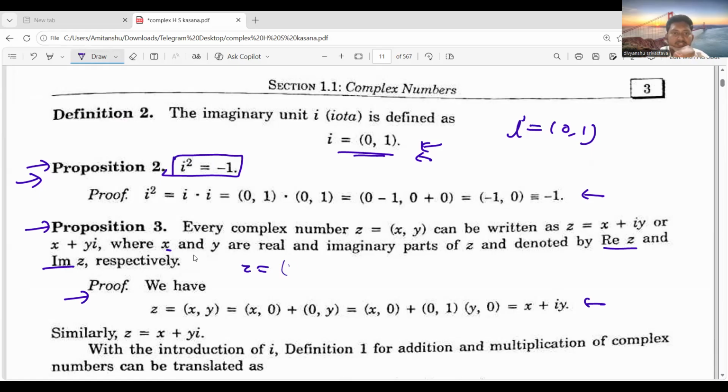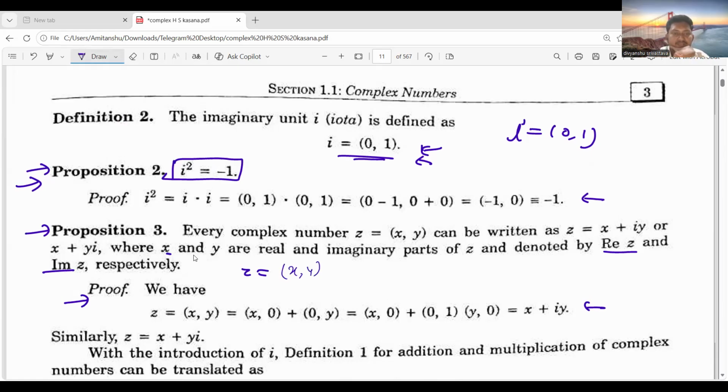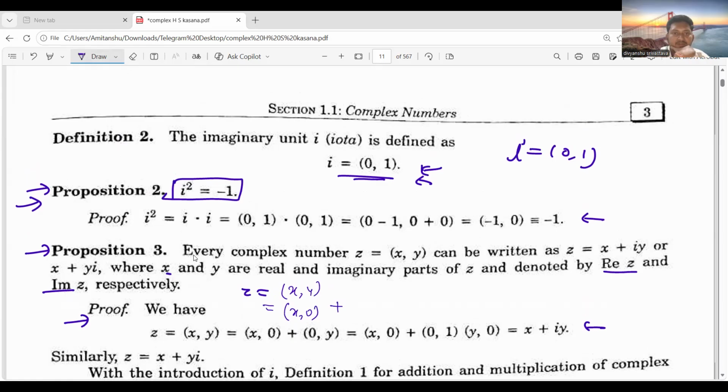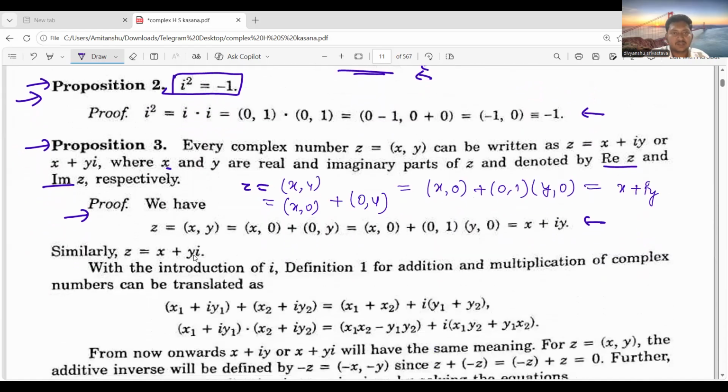Here z is (x, y). Now take (x, 0) as the ordered pair for x, and (0, y) for y. So when you take (x, 0) plus (0, 1) times (y, 0), this is equal to x plus iota y. These two things we have now. Similarly, z is equal to x plus iota y.